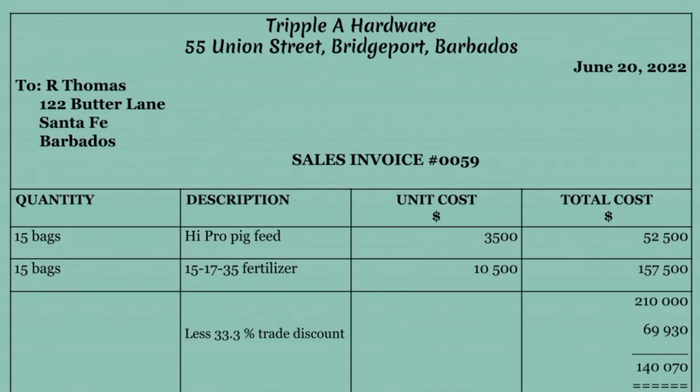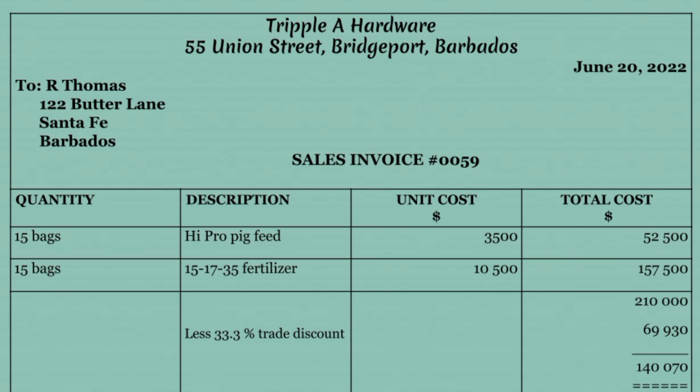For the fourth and final invoice, we are selling goods to R. Thomas on June 20, 2022. The invoice number is 0059. We are selling 15 bags of high-pro feed at $3,500 each, totaling $52,500. We are also selling 15 bags 1535-15 fertilizer at $10,500 each, totaling $157,500. The total on the bill is $210,000.